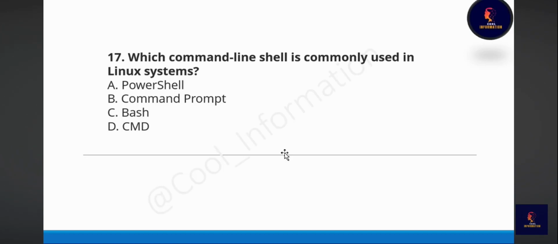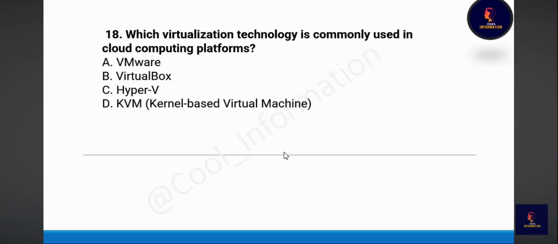Moving to the next question, which command line shell is commonly used in Linux systems? Option A, PowerShell. Option B, Command Prompt. Option C, Bash. Last option is CMD. Correct option is Bash. Next question, which virtualization technology is commonly used in cloud computing platforms? Option A, VMware, VirtualBox, Hyper-V or KVM, which is kernel-based virtual machine. Correct option is D only, KVM, kernel-based virtual machine.